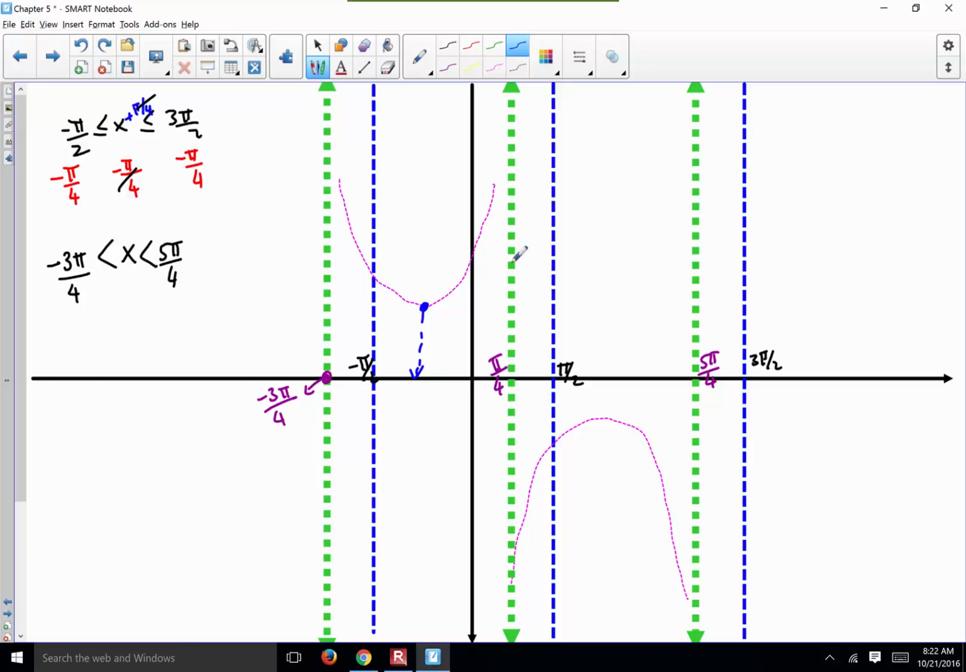Perfect. It's between these two green lines, right in the middle. So just take the average of 3 pi over 4 and pi over 4. Add them, and average means divide by 2. When I add these two, I get minus 2 pi over 4, but these two will cancel. So it is minus pi over 4.